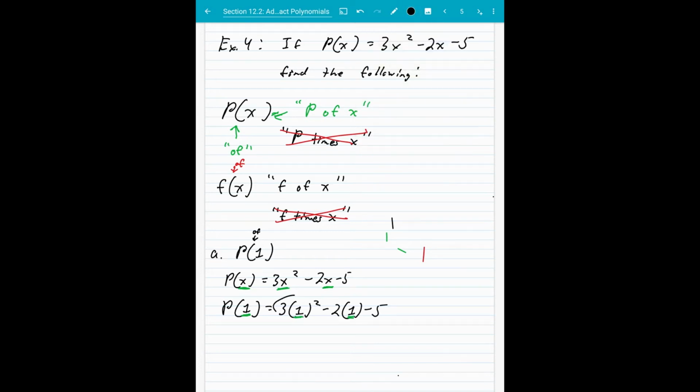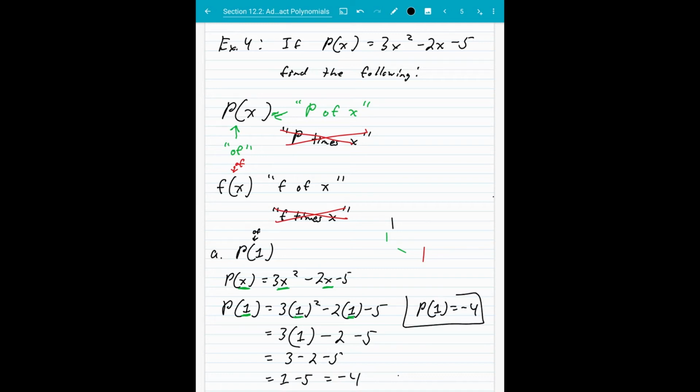So what you want to do is simplify this side now. This would be 3 parentheses 1 squared is 1. You have to do your PEMDAS. We can do multiplication. Negative 2 times 1 is minus 2, and rewrite the minus 5. PEMDAS says we have to do this first. 3 minus 2 minus 5, and then simplify all that. 3 minus 2 minus 5 would make 1 minus 5, and that makes negative 4. So ultimately our answer is p of 1 is equal to negative 4.